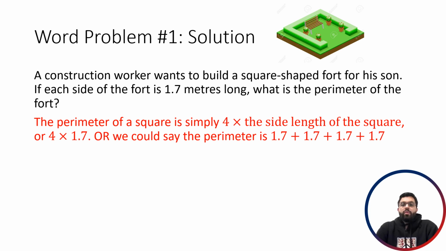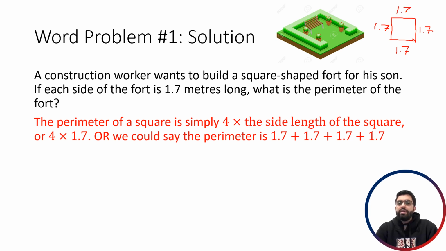So we'll start with the multiplication problem. If you've got a square with a side length of 1.7, then because all the sides are the same length, we know that this side is going to be 1.7, this side is going to be 1.7, and the last side is also going to be 1.7.